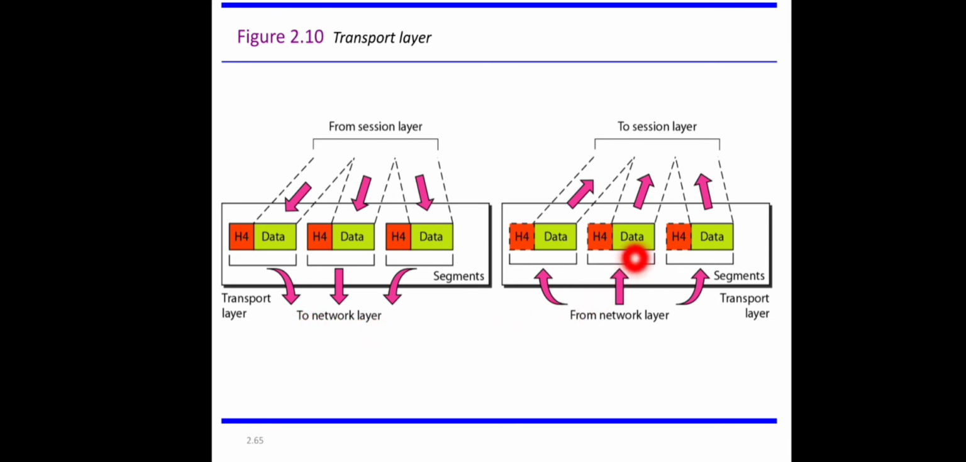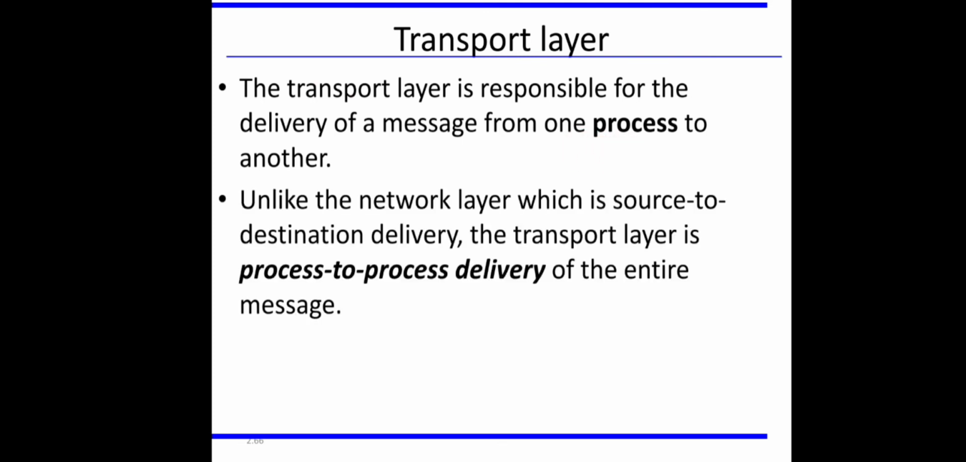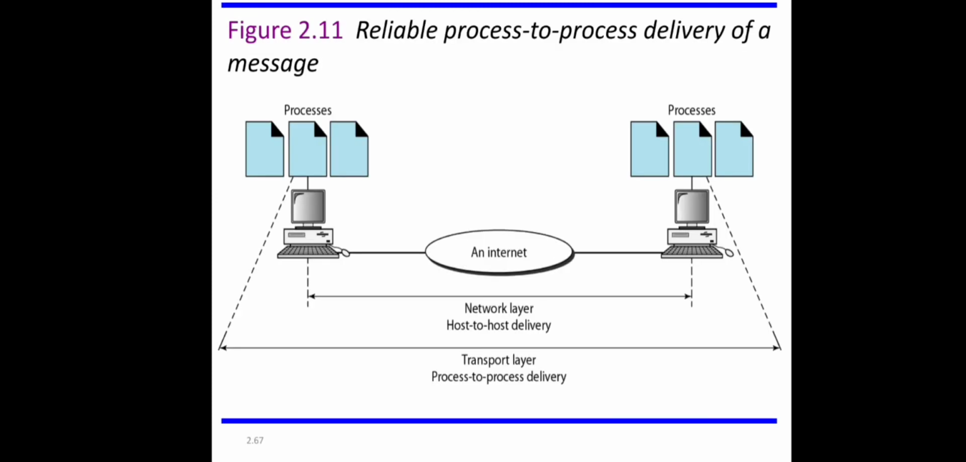Okay, and at the receiver side the reverse happens. It receives a set of packets from the network layer and based on the header part, those will be combined. After removing the header part, these will be combined together to form a single message and will be provided to the session layer. So in a nutshell, the transport layer is responsible for the delivery of a message from one process to another. And so we can say that it is a process to process delivery, whereas in case of network layer, it is source to destination delivery.